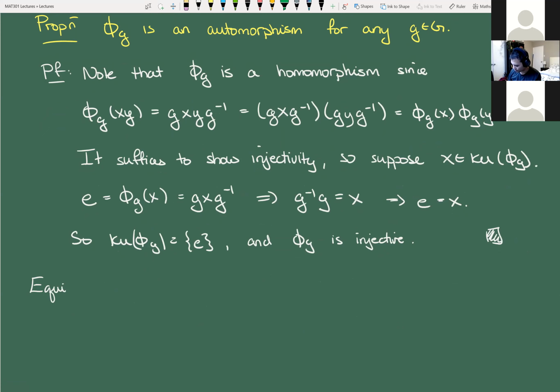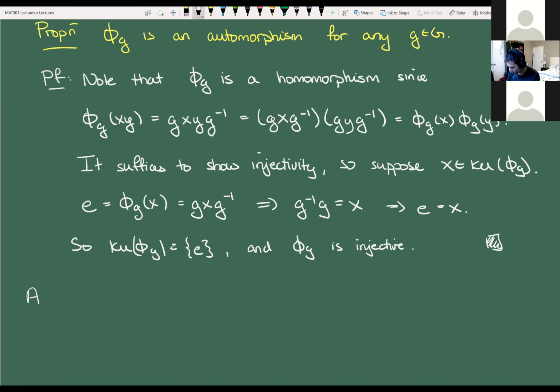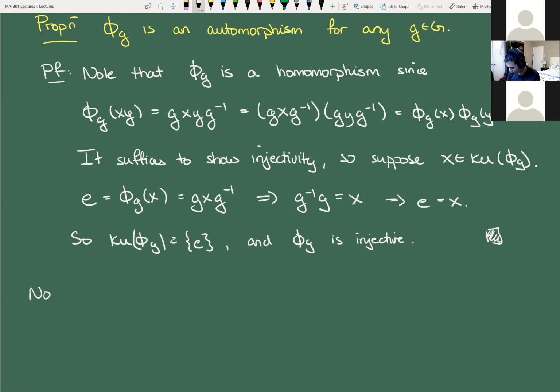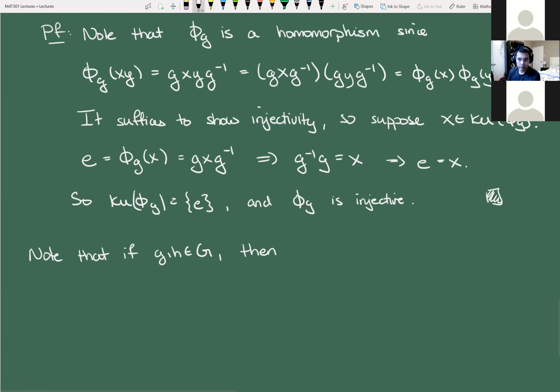Or maybe let me say alternatively. And we're going to need this in a second, because I am going to show that the inner automorphism group is a group. So we're going to need that inverses exist. But if I gave you phi sub G, what do you think the inverse of that map is? No guesses?